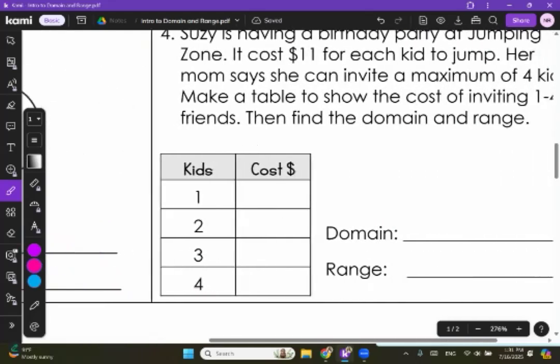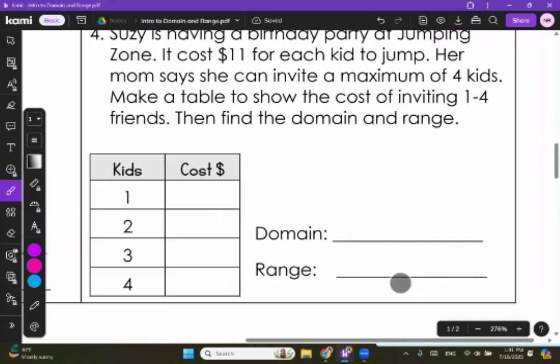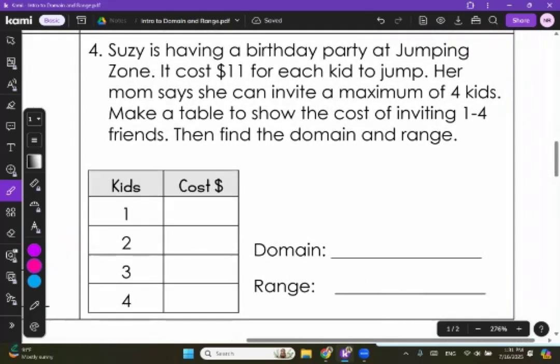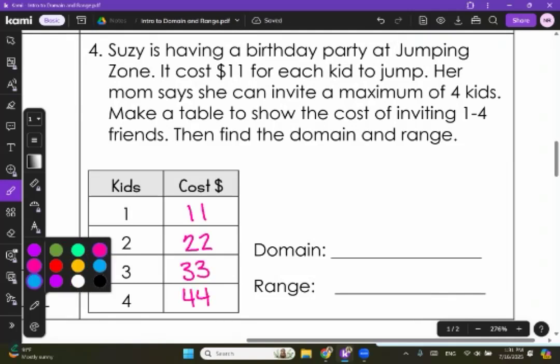Number 4, Susie's having a birthday party at Jumping Zone. It costs $11 for each kid to jump. Her mom says she can invite a maximum of 4 kids. Make a table to show the cost of inviting 1 to 4 friends, then find the domain and range. Well, if she invites 1 kid, that'd be $11. If she invites 2, 22, 33, and 44.